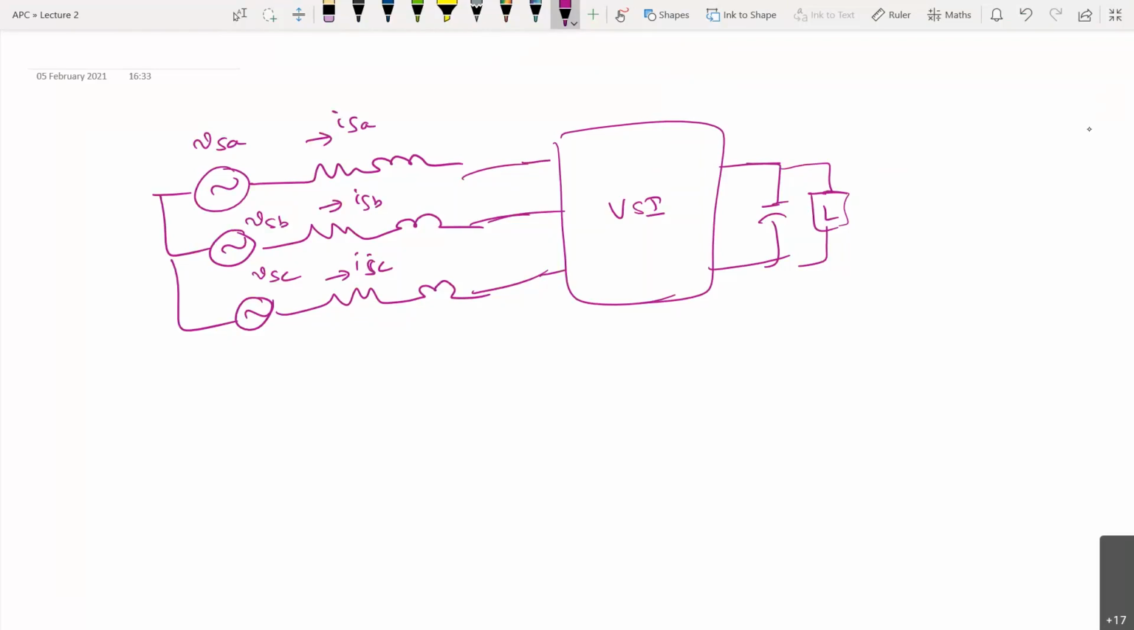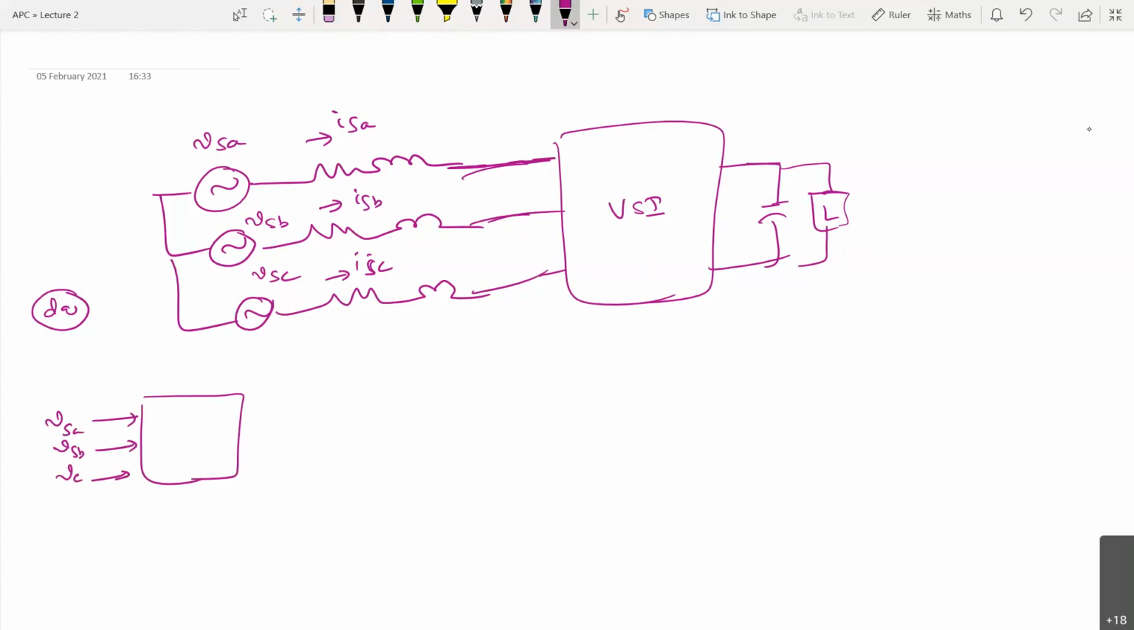The first step is that we need to convert these voltages into the synchronous reference frame, that is the DQ reference frame. You already studied that. There are different reference frames: the stationary reference frame, the synchronous reference frame, and the rotor reference frame. All those things you have already studied. Here, these are the supply voltages, VSA, VSB, and VSC, right?